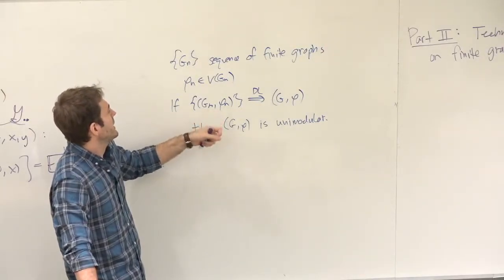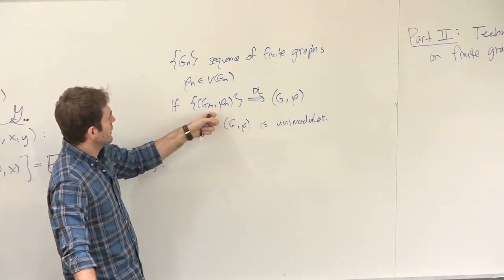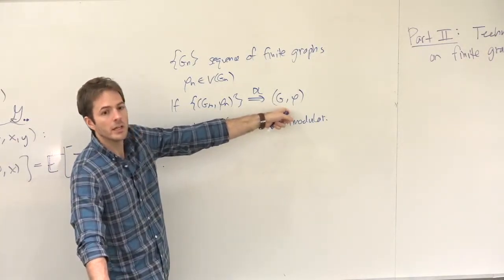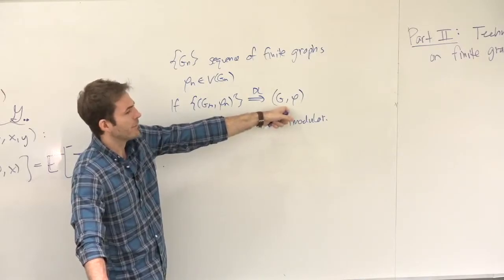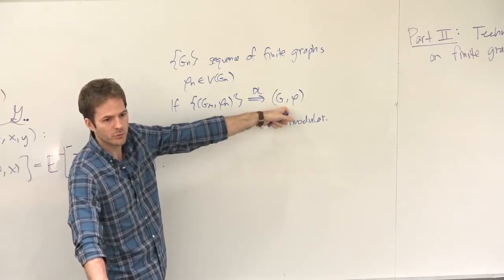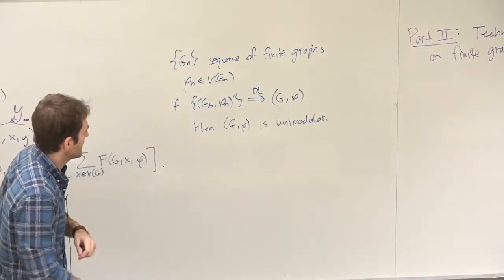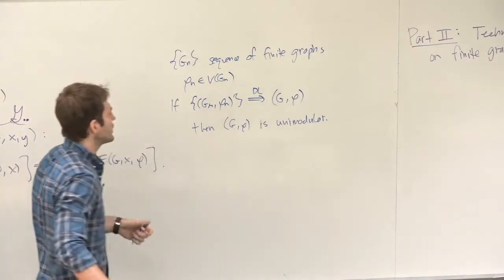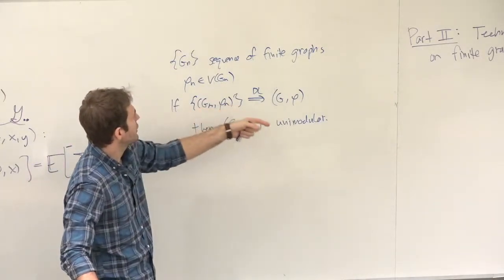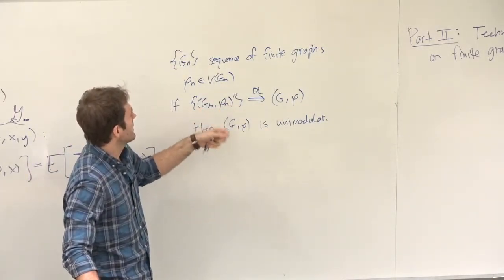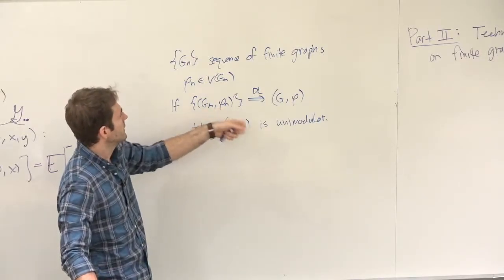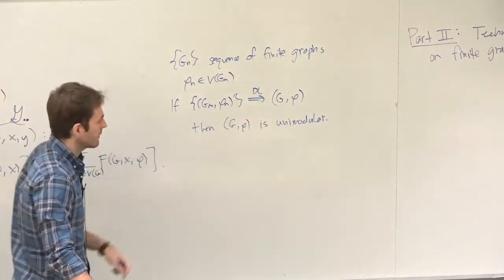So if I fix a radius, the law of balls of radius r around the roots here converges to the law of balls of radius r around the root here. Again, where I take everything up to rooted isomorphisms. So two balls are the same if there's a rooted graph isomorphism between them. Computationally, it basically means that as n goes to infinity, any local algorithm cannot distinguish whether you sampled here or here, just by looking around locally in the graph.